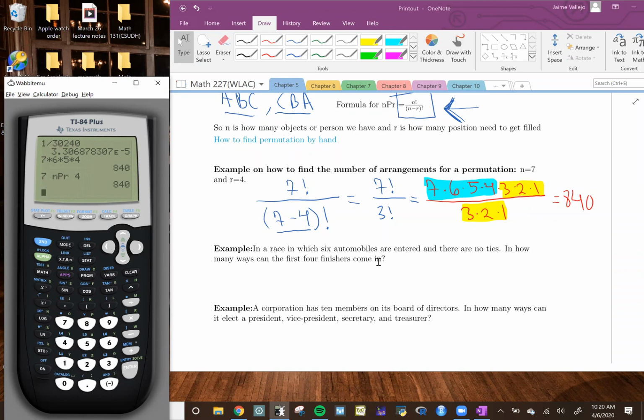Oh, it says error. I don't know why it said error. Oh, was I supposed to put 7 nPr 4 like mine? No, so I put 7 and then I go to math. Yeah, so you put 7, then you go to math, nPr. Yeah, now it works. All right.